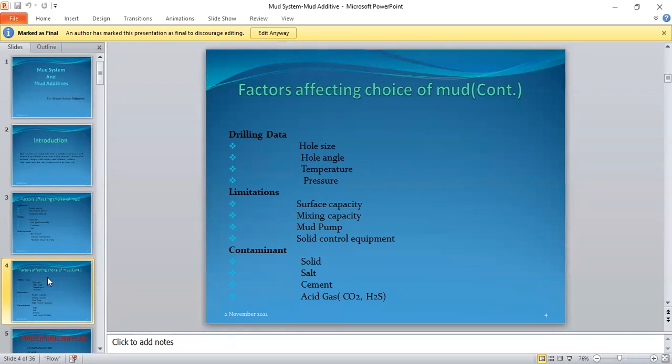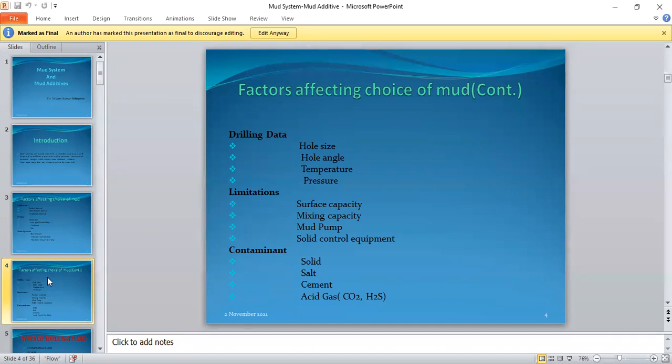Cement. If cement enters your mud, what are you going to do? Do you have the chemicals nearby? Is it available to treat it? If it is a water-based mud, what will you use? You will need to use sodium bicarbonate. If salt enters your mud, what will you do? You may need to dilute, you may need to start mixing your mud without salt. That's if you're not running a salt system. If you're running a salt system, you may need to increase your salt concentration in your mud. But if you're not running a salt system and the contamination of salt in your mud is not much, you may need to dilute.